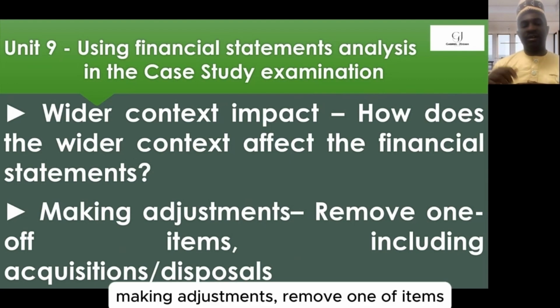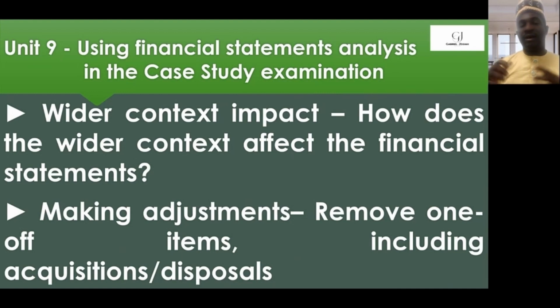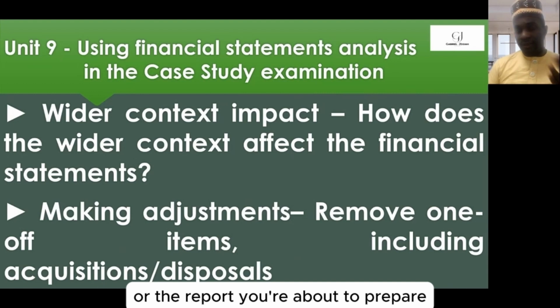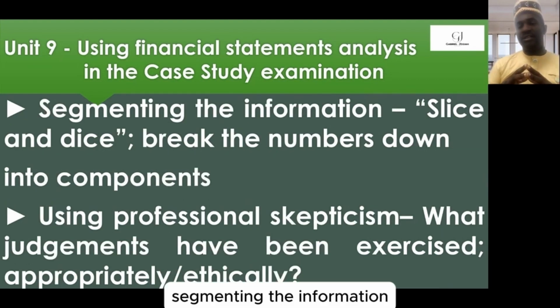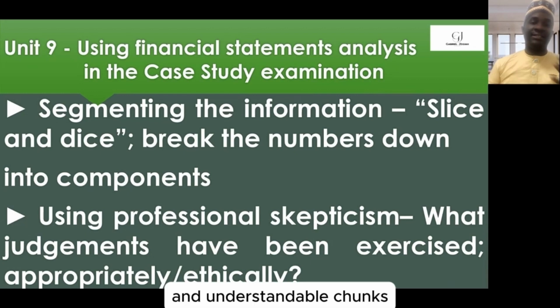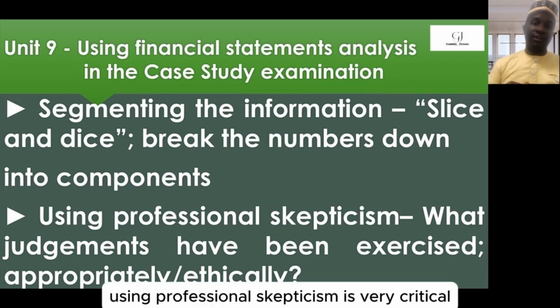Making adjustments. Remove one-off items, including acquisitions and disposals. How do these impact the financial statements or the report you're about to prepare? Segmenting the information, slice and dice, break down the numbers into components and understandable chunks for your users or for the examiner. Using professional skepticism, very critical.